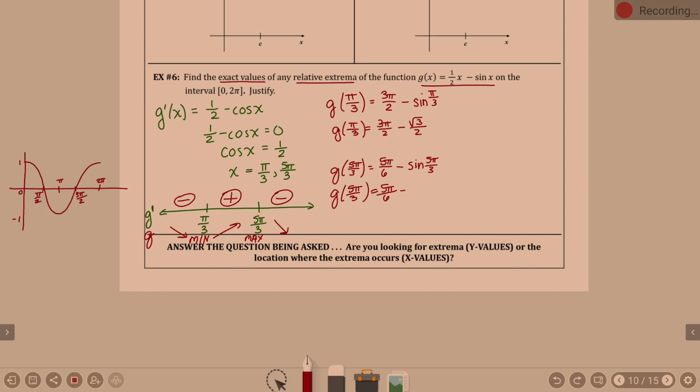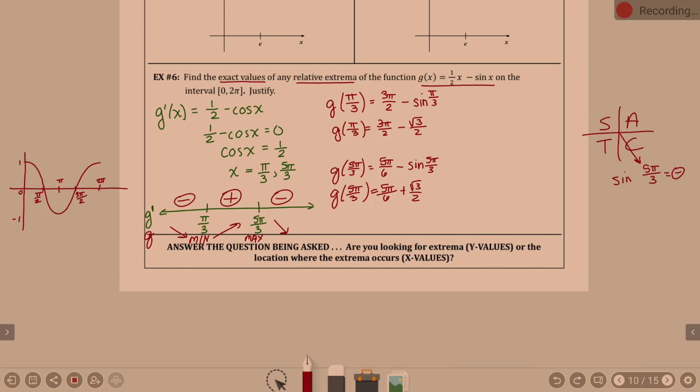So now I'm saying all students take calculus. Oh, wait, sine is. 5 pi over 3 is down here, and sine is negative, yes? So that's going to be a negative, so it's going to be minus a negative, or in other words, plus square root of 3 over 2. That's your exact.